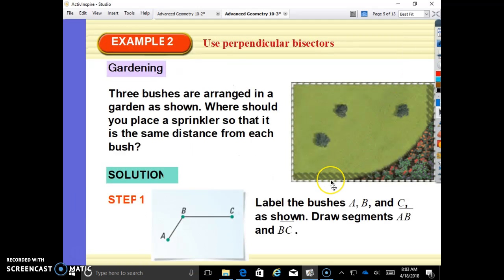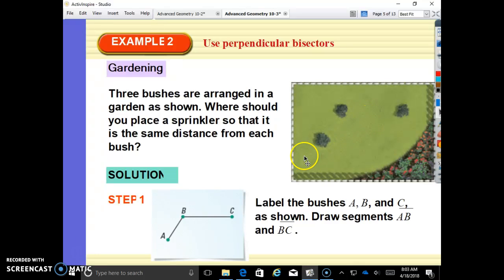Three bushes are arranged in a garden as shown. Where should you place a sprinkler so that it's the same distance from each bush? So where should the sprinkler be? Where should the circumcenter be? The circumcenter is equidistant to each what? Each vertex. So this is another circumcenter problem. This is where the perpendicular bisectors meet, right?